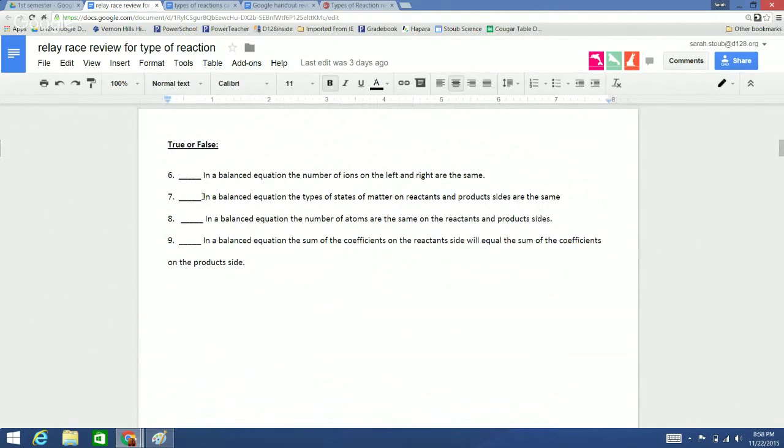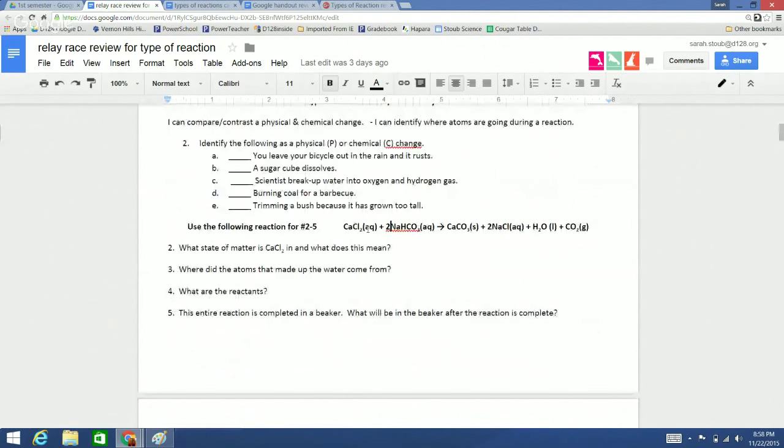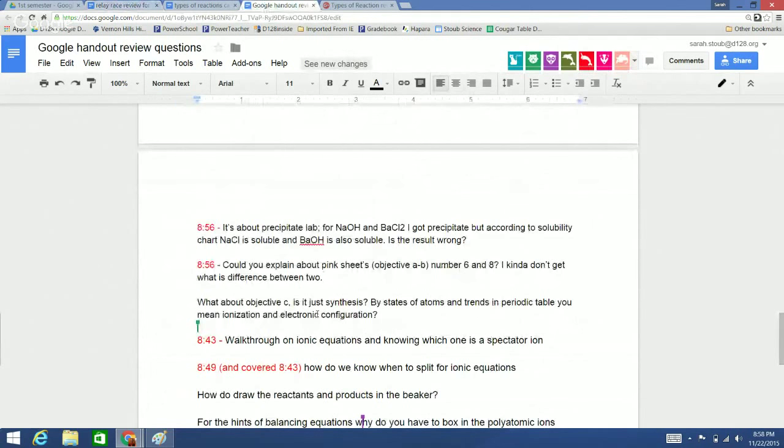Number 7, in a balanced equation, the types of states of matter on the reactant and product sides are the same. No, that's not true either. If you look in this equation, aqueous on the left, aqueous on the left, 2 aqueous, but on the right side, I've got a solid, I've got an aqueous, I've got a liquid, I've got a gas, I've got all different things here. So you don't have to have the same states of matter on the left and the right. That's not a requirement of the balanced equation.